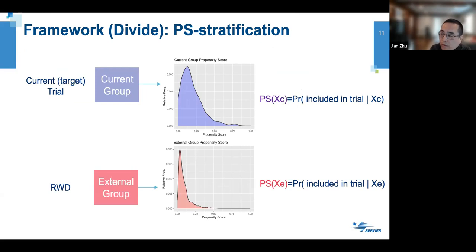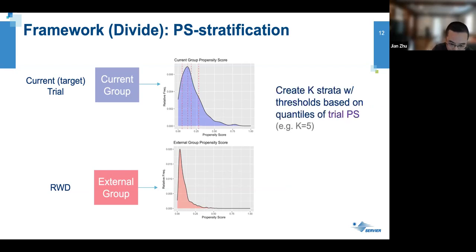For the next few slides, I'm going to quickly go through this divide and conquer approach. As many of you are already familiar with, the propensity score stratification piece is relatively straightforward. Once you have the trial arm data from the current trial and an external data source, be it real world data, historical control data, or historical trial data, we identify the important baseline characteristics and prognostic factors. Then we fit a propensity score model to estimate the probability of each patient being included in the two data sources.